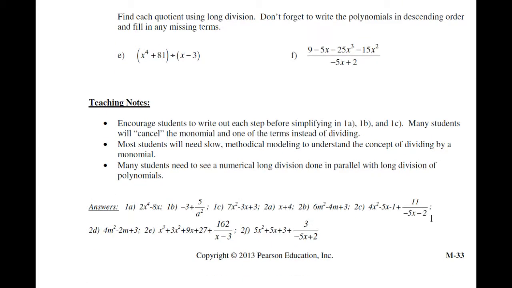Now, for letter E, this is a little tricky. So we're going to set it up as x minus 3. And we have here x to the 4th, which is okay. Well, let's just try this out here.